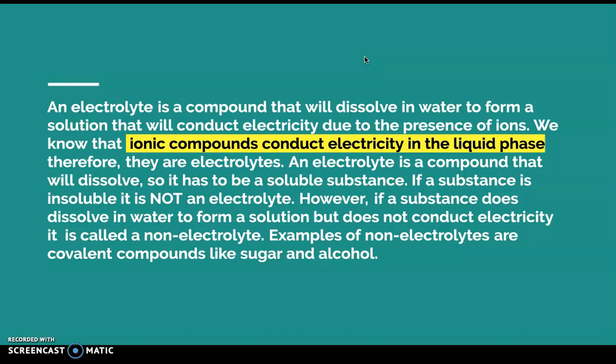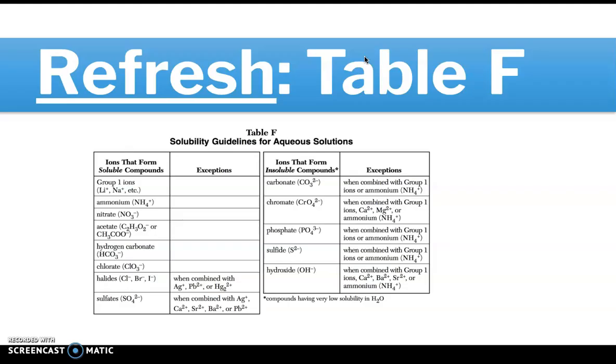An electrolyte is a compound that will dissolve, so it has to be a soluble substance. If a substance is insoluble, it is not an electrolyte. However, if a substance does dissolve in water to form a solution but does not conduct electricity, it is called a non-electrolyte. Examples of non-electrolytes are covalent compounds like sugar and alcohol.